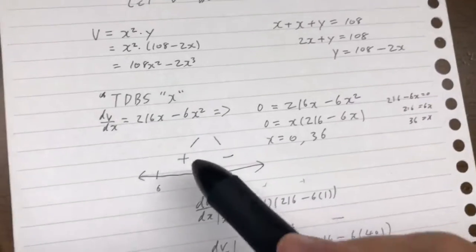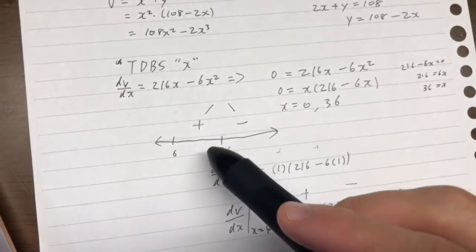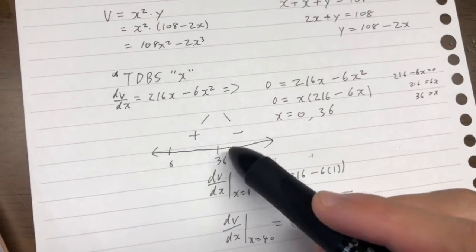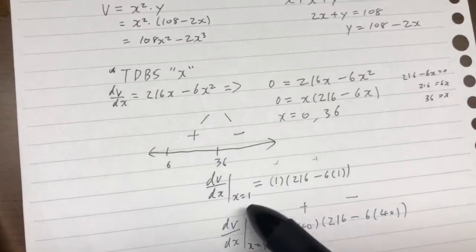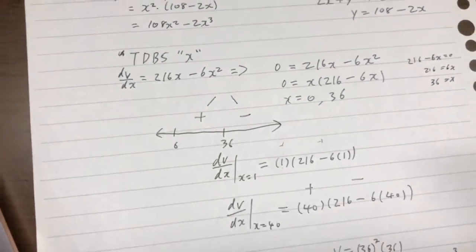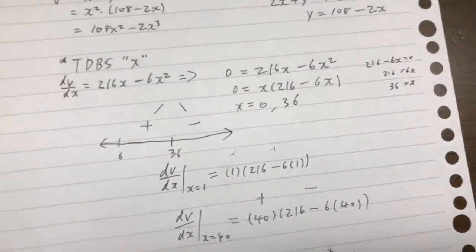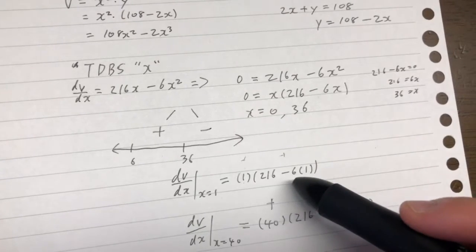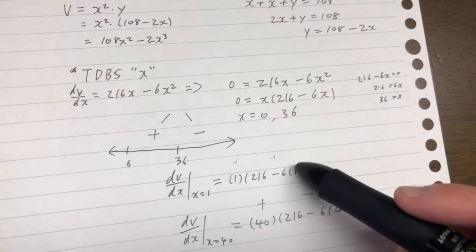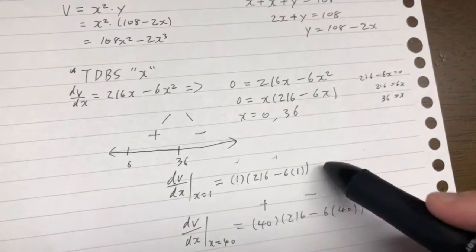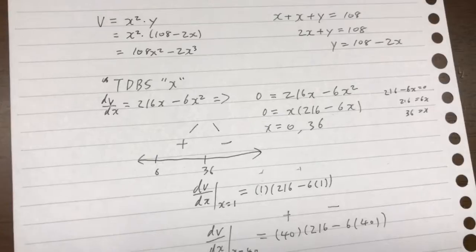And so we draw a line over here, and we want to pick a value of x between 0 and 36, and one that's greater than 36. So for this interval, I chose x equals 1 because it seemed the easiest. And so we plug in 1 for x. We get 1 times 216 minus 6 times 1. And over here we get 210 multiplied by 1, which gives us a positive value. So in this interval we will have a positive value of dv/dx.